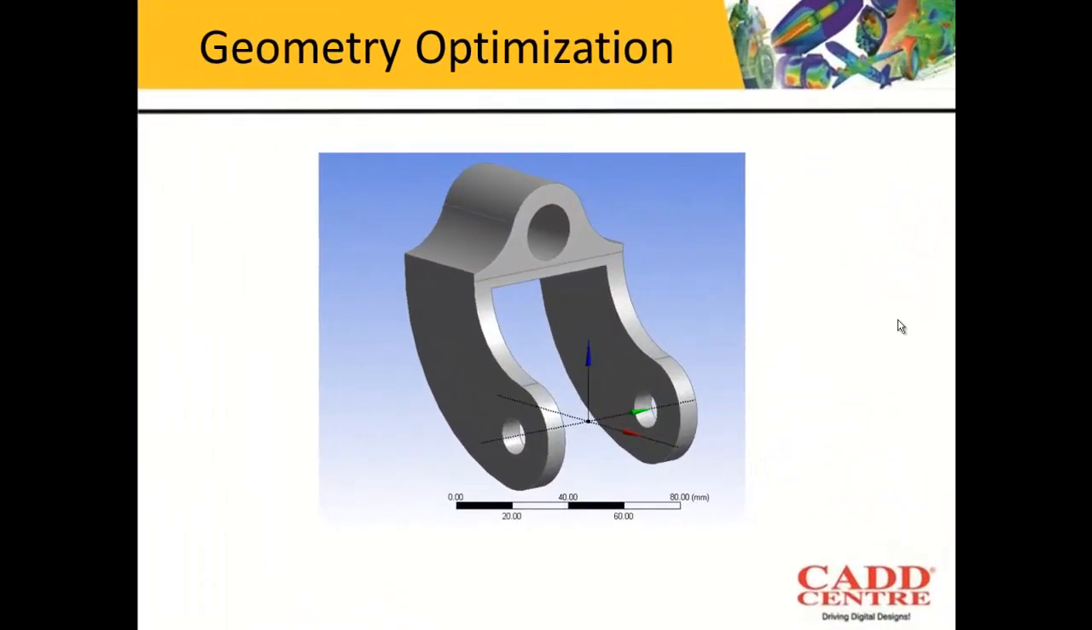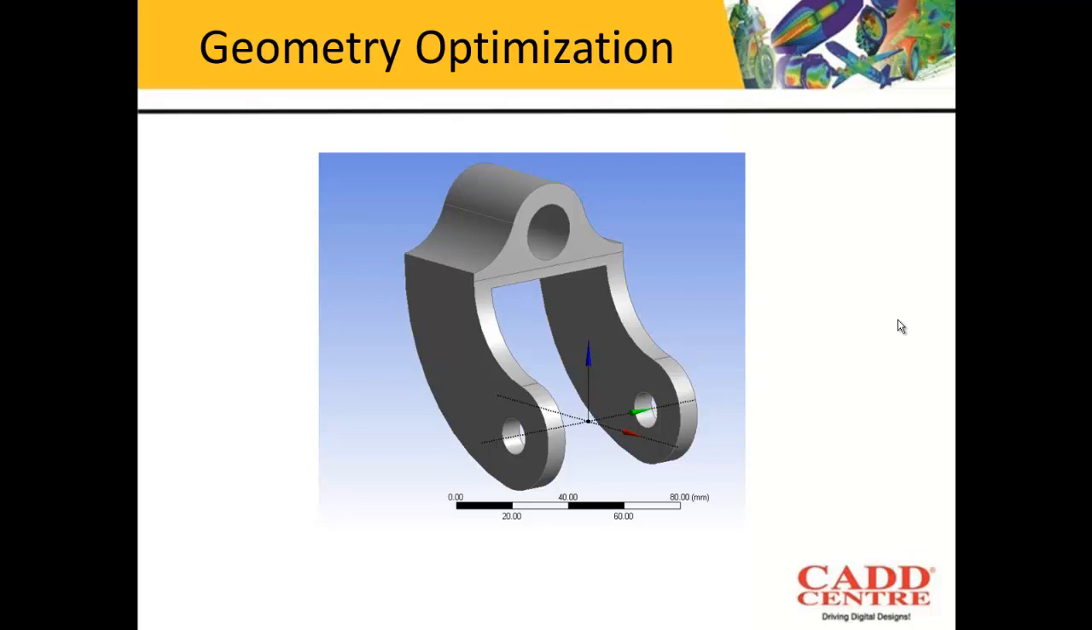So now let us talk about geometry optimization. What exactly is geometry optimization? Okay. Now in FEA, meshing is a very important concept that we need to understand. And along with meshing, you also need to understand the accuracy of the elements. So if the mesh quality is good, the accuracy of your results will also be good. That means the accuracy of your results depend on the meshing.